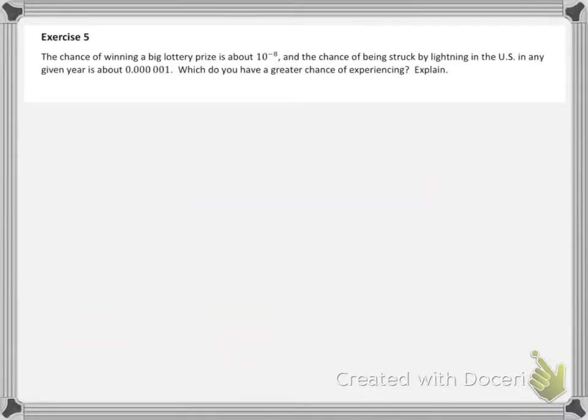Exercise 5. The chance of winning a big lottery prize is about 10 to the negative 8. And the chance of being struck by lightning in the U.S. in any given year is about 0.00001. Which do you have a greater chance of experiencing? So let's think about place value here. We've got tenths, hundredths, thousandths, ten thousandths, hundred thousandths, and then millionths. So this is 1 over 1 million, which would look like this, 1 over 1 million.